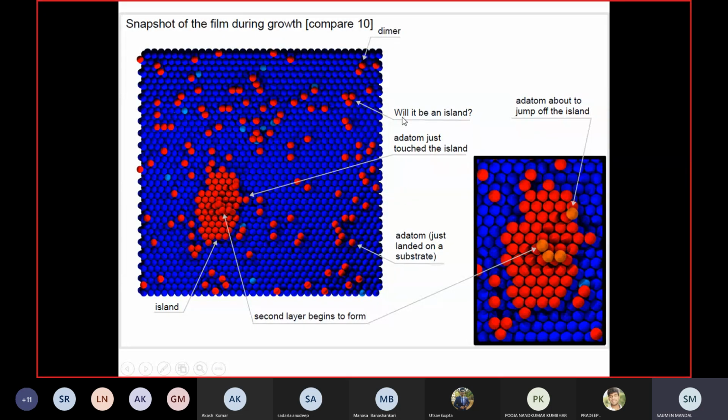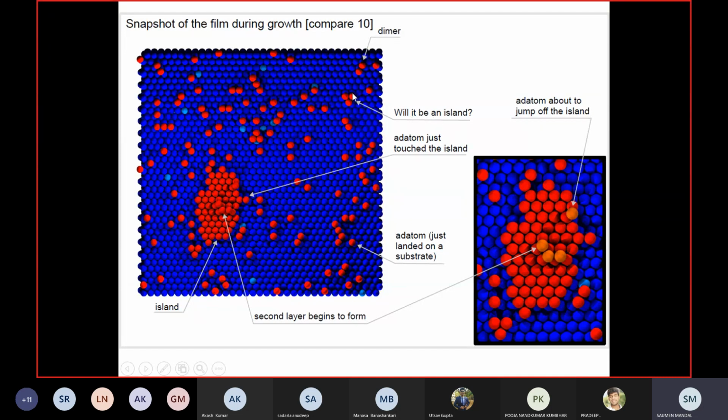Here you can see this is a dimer. Dimer means two atoms. These atoms are coming onto the substrate surface. This is dimer formation: two atoms join and form a dimer. Here the question is, will it be an island?